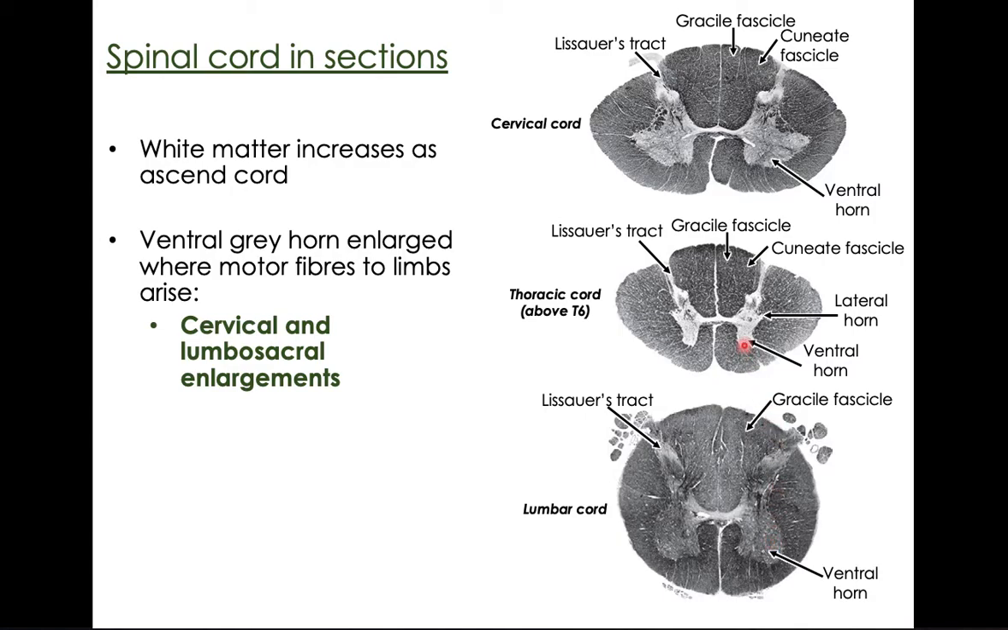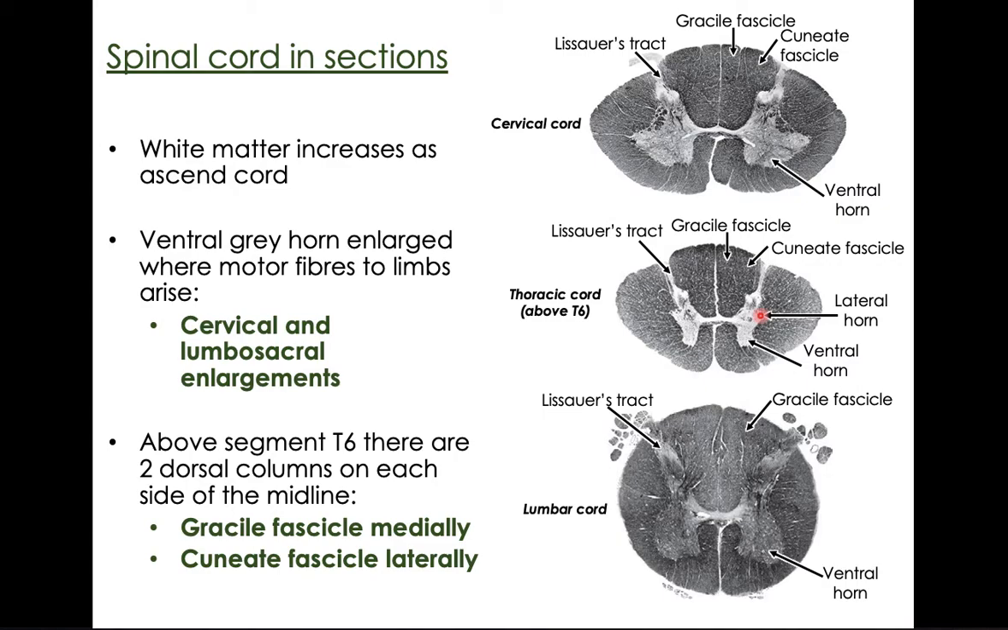The ventral horn of the thoracic cord is quite small. We also know that we only have a lateral horn if we are between T1 and L2 or S2 to S4. So that might help us as well to know where we are in the cord.